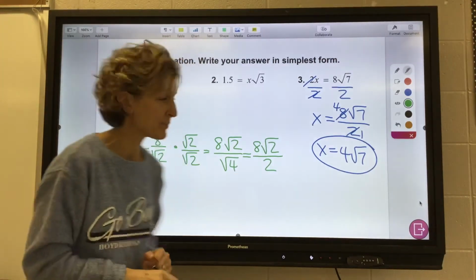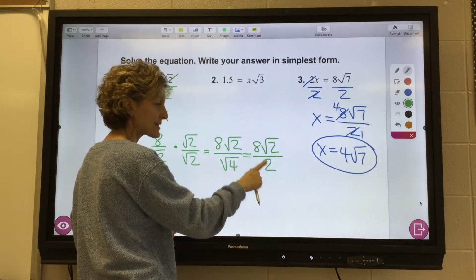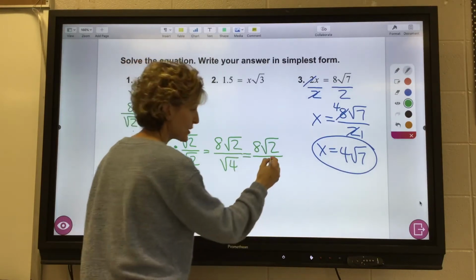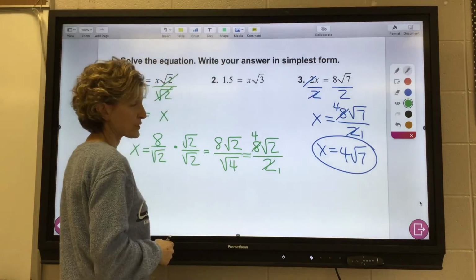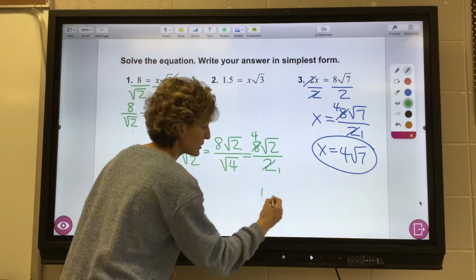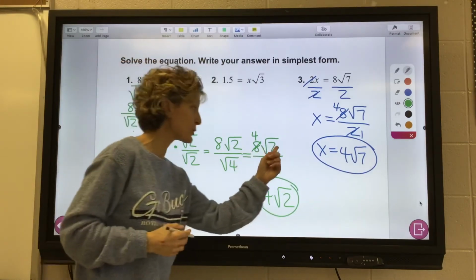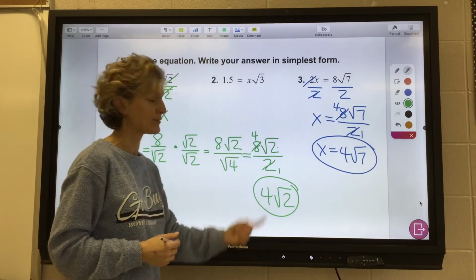We have one more step. Anything outside of the radical can still reduce, just as if I had 8 over 2. So I just simplify. 2 goes into 2 once, 2 goes into 8 4 times. So my final answer is 4 times the square root of 2. We can't touch what's in here, but we can reduce anything outside the radical. All right.